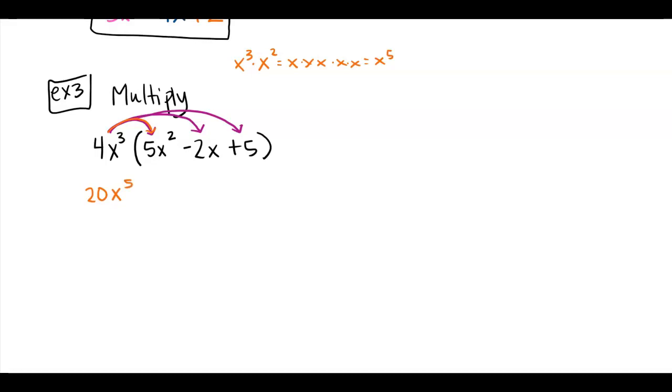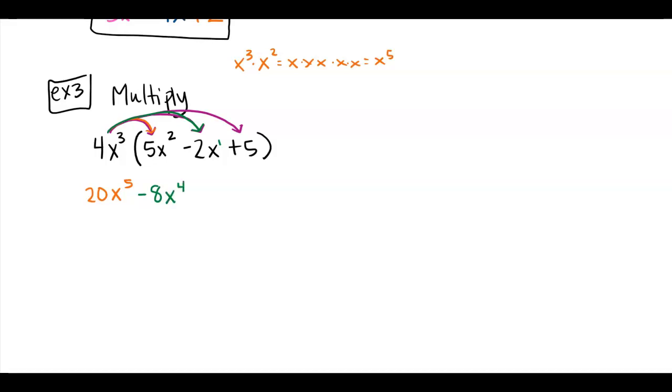On that first part, we use a different color now to show this next one. So 4x cubed times negative 2x now. So 4 times negative 2 gives me negative 8. X cubed times x, remember that has an invisible 1 power there. So 3 plus 1 gives me 4. So x to the 4th power.